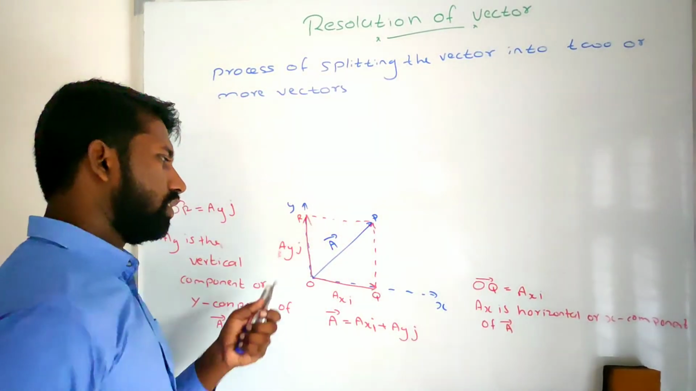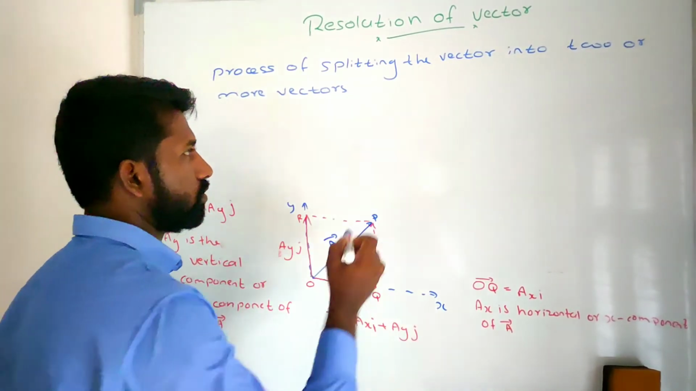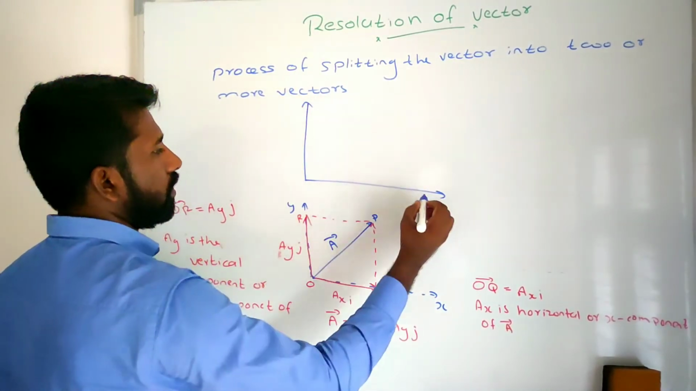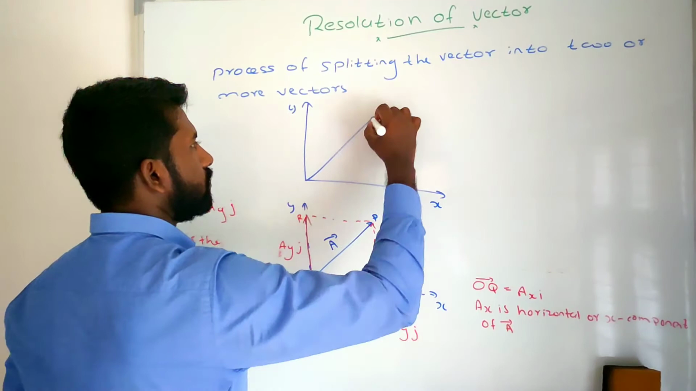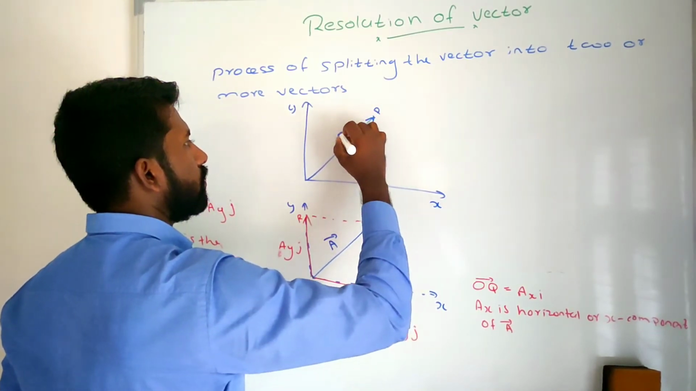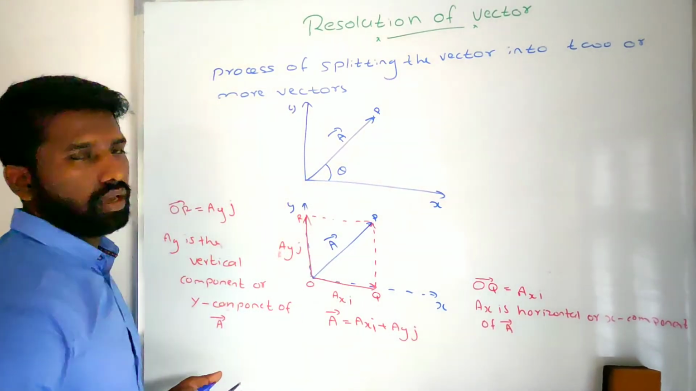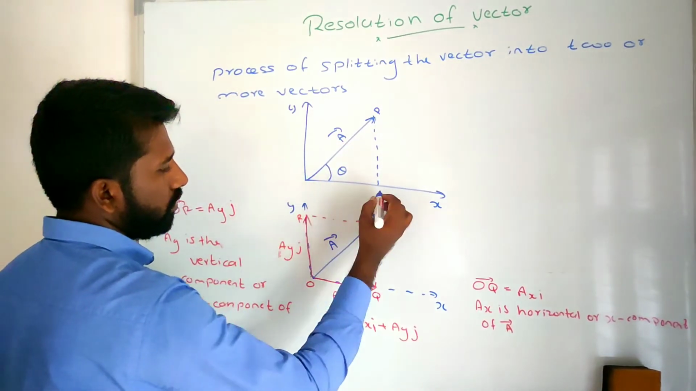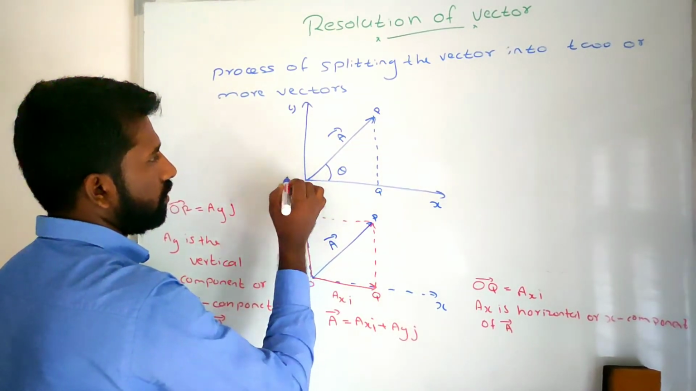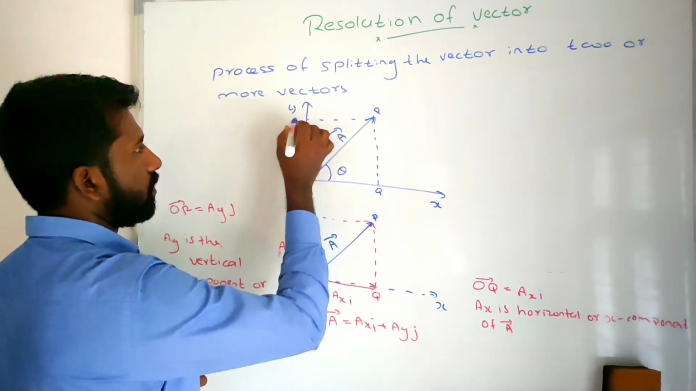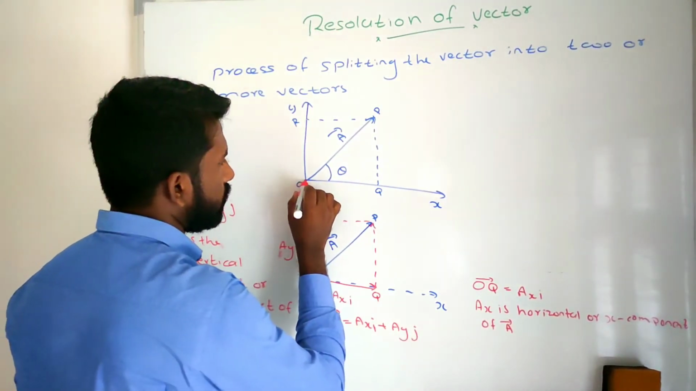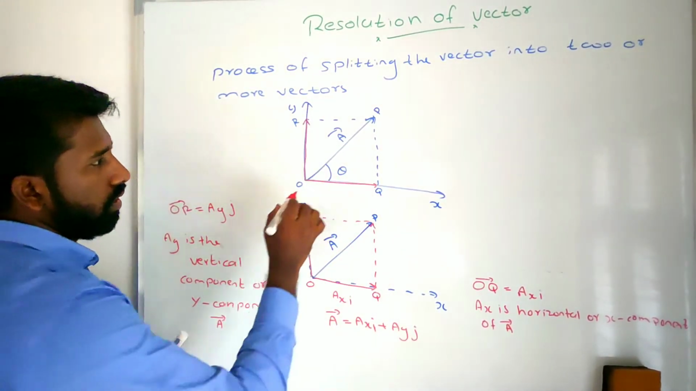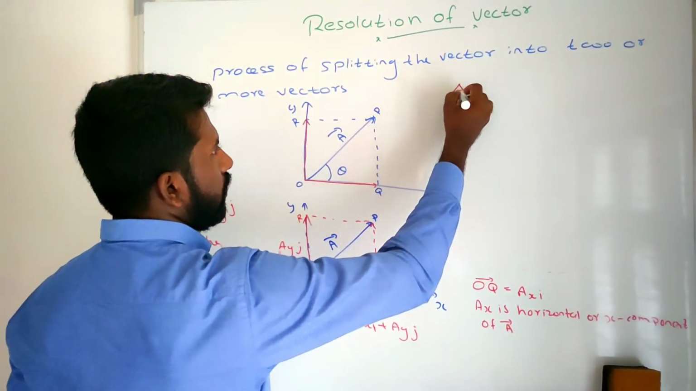If this A vector is making some angle with the x-axis, that means you see like this. This is the x-axis and this is the y-axis. This is the A vector. This is the point P. This A vector is making an angle theta. So I am going to draw a perpendicular from here. So this point is Q and this is O and this I have taken as R. Okay. So this is the horizontal component and this is the vertical component. Okay. Clear?